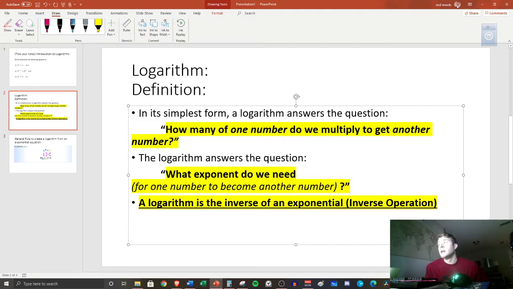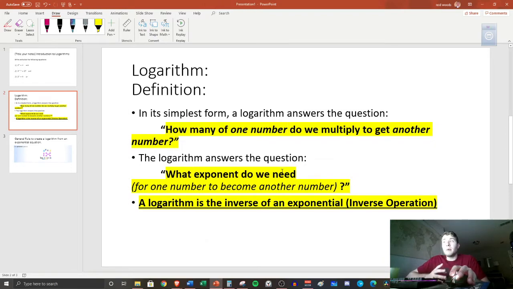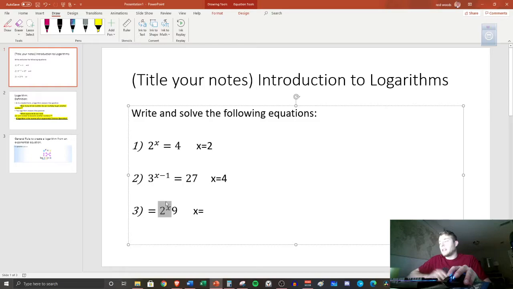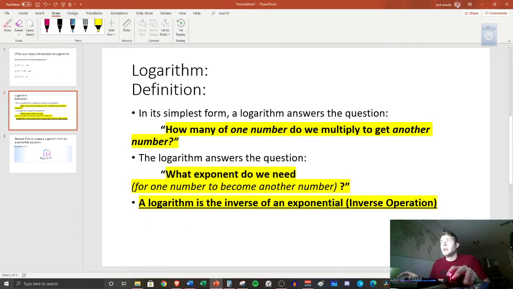A logarithm, in its simplest form, answers the question, and you're going to write, how many of one number do we multiply to get another number? That's what a logarithm is doing. Next, the logarithm answers the question, what exponent do we need for one number to become another number? All that should make sense. What x value, and I'll go back to that slide, what number do I need to raise this to get 9? That's what a logarithm is doing.